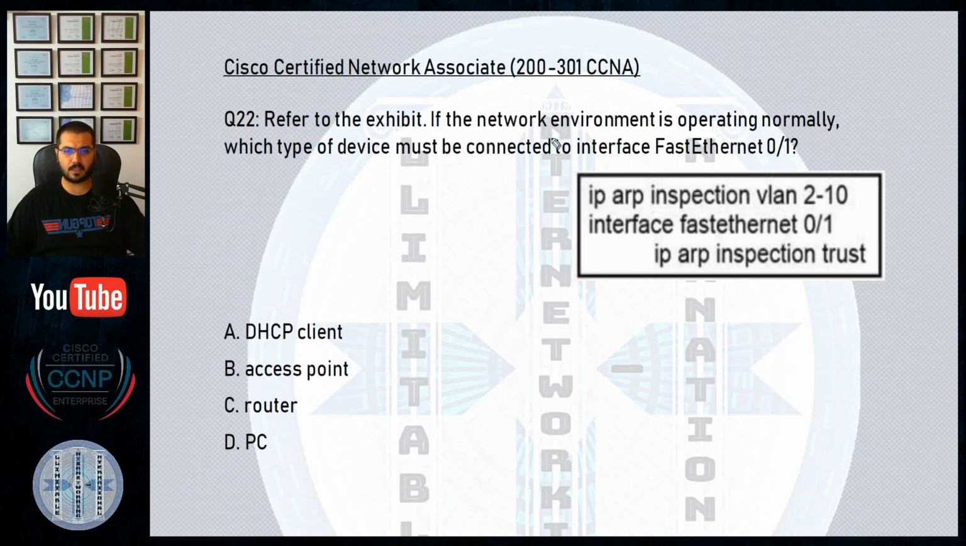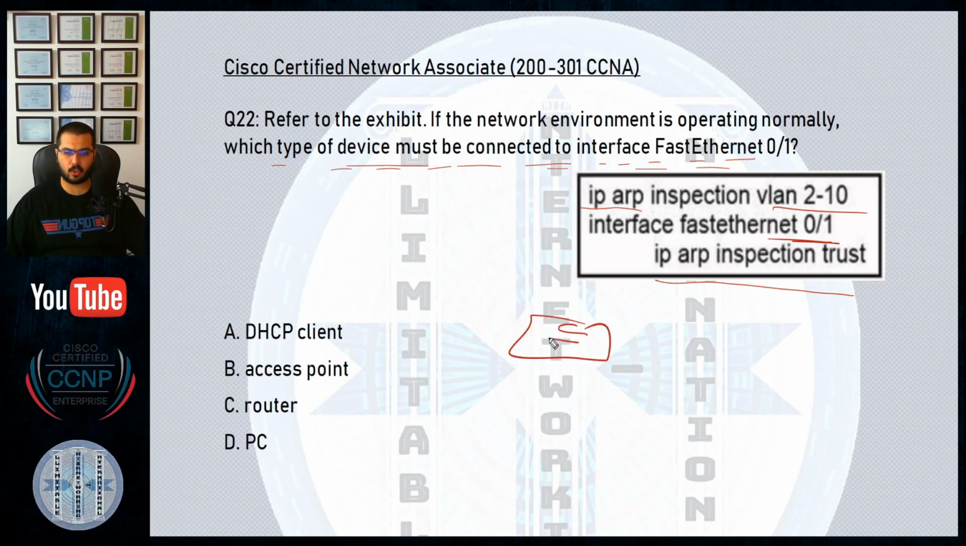Question 22, refer to the exhibit. The exhibit is enabling ARP inspection on a range of VLANs, and this will cause all the interfaces assigned to those VLANs to become untrusted, except for the interfaces that you trust. So in this case, only FastEthernet 0/0 is the trusted interface here. Okay, so what will happen? Which type of device must be connected to FastEthernet 0/1?